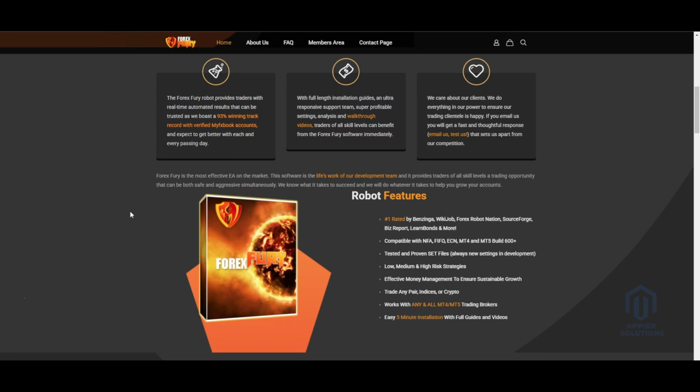It says that the Forex Fury board provides trades with real-time automated results that can be trusted, as we boast a 93% winning track record with verified MyFXBook accounts, and expect to get better with each and every passing day. With full-length installation guides and an ultra-responsive support team, super profitable settings, analysis and walkthrough videos, traders of all skill levels can benefit from the Forex Fury software immediately. It has been rated number one by Benzinga, Wikijobs, Forex Report Nation, SourceForge, BizReport, Learn Bonds, and more.